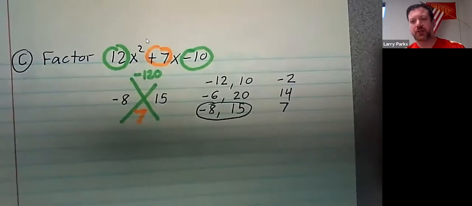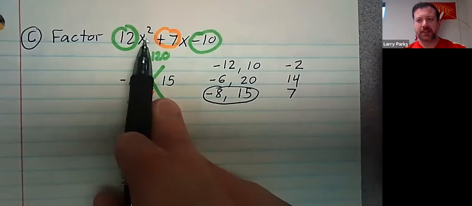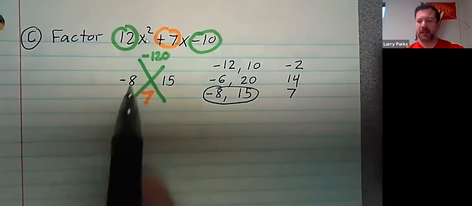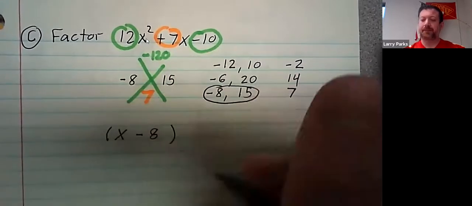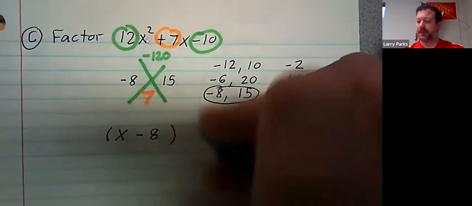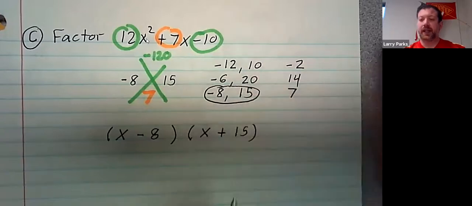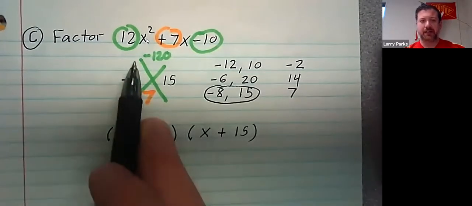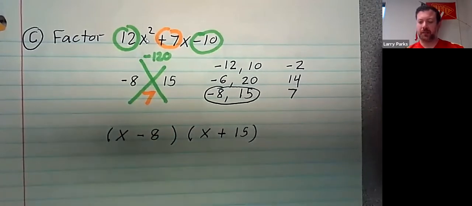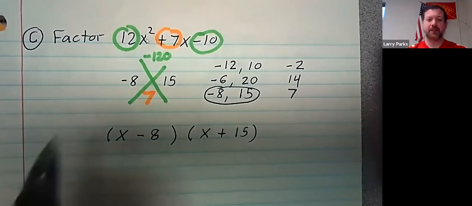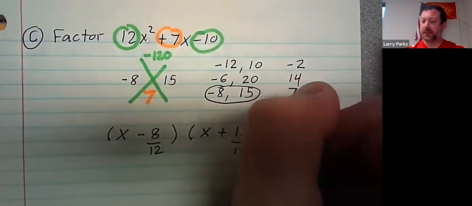So again, I am going to only follow method number 2. So I'm going to put my variable, which is not always x, but usually is x. I'm going to put it with the -8. And then I'm going to put my x with the 15. And now you would be finished if this was a 1. If this was a 1x squared, there is your factored form, but it's not. So now we need to divide this term by 12 and this term by 12.